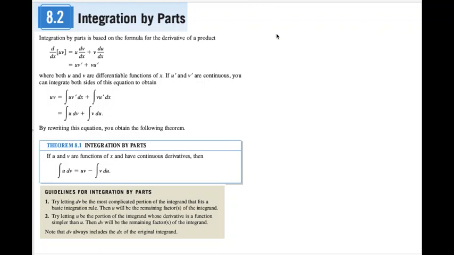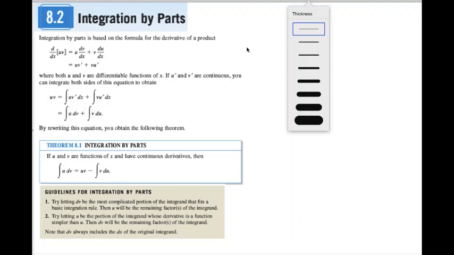Okay, so this is section 8.2, integration by parts. And in our introductory page here, the textbook gives us a simple proof as to where the integration by parts formula comes from. We're going to be using this formula to find the answers to our antiderivatives.